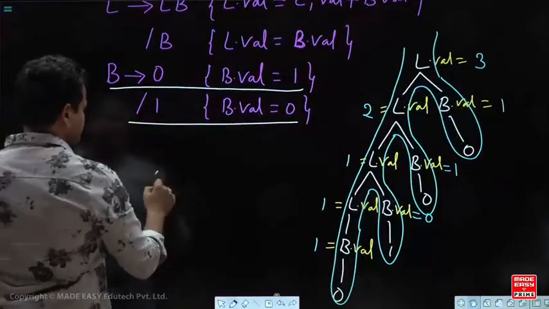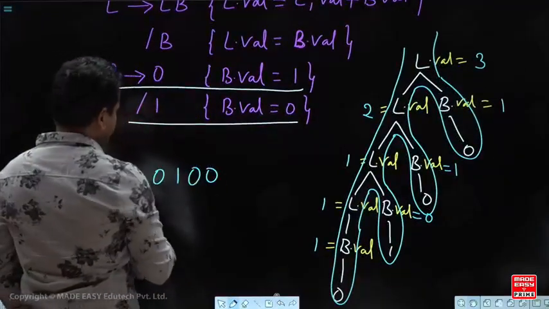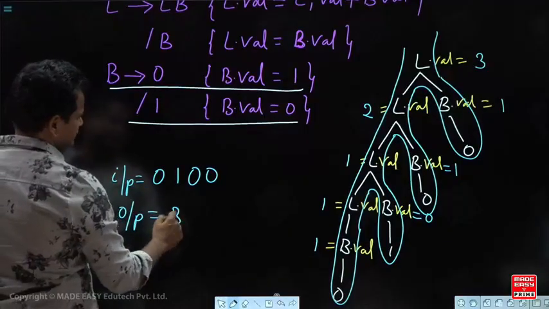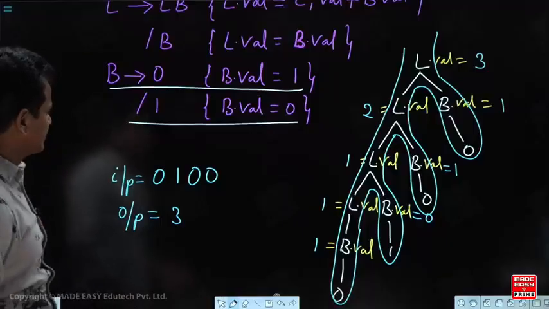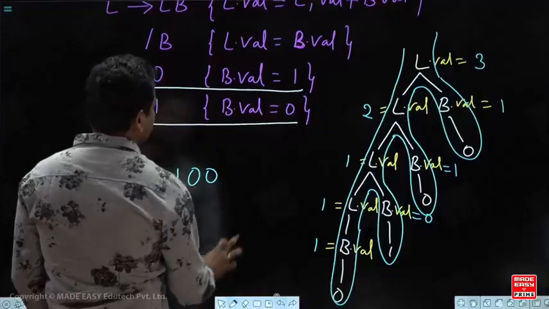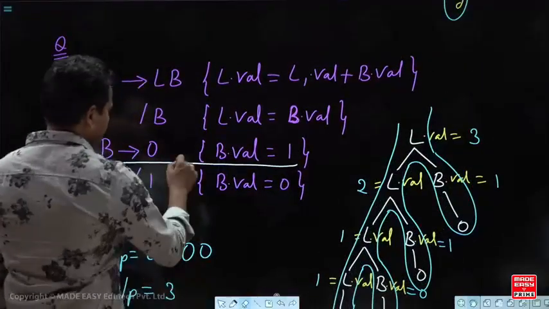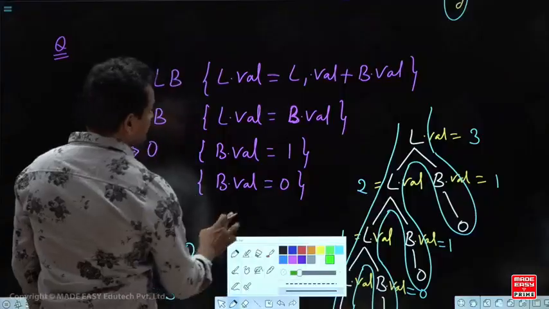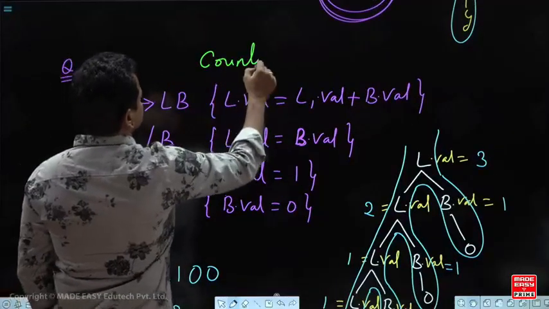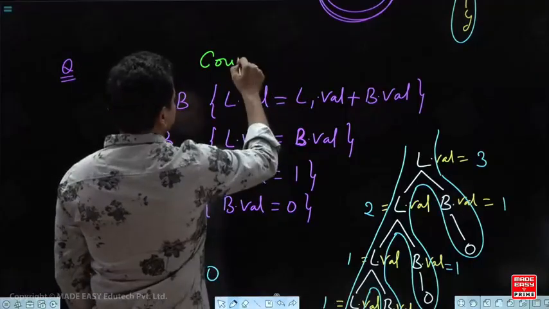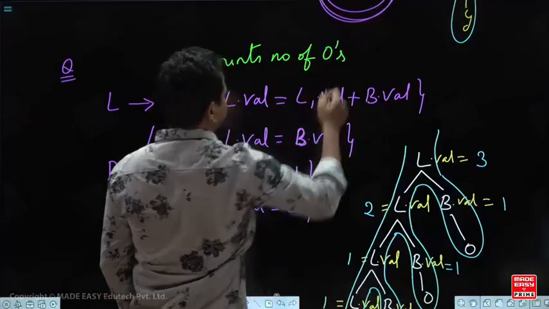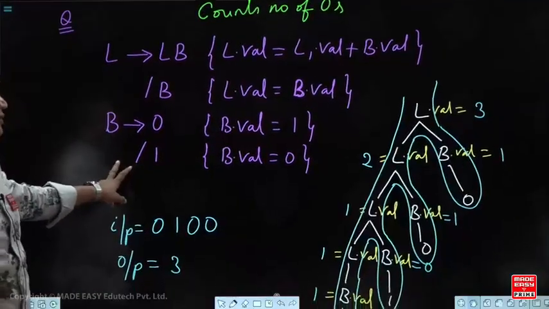So what is the input here? 0, 1, 0. If this is the input, we got the output as 3. So which one is equal to 3? How can you compare? Here, the number of zeros. So this is the SDT which counts the number of zeros. This is the SDT for counting the number of zeros.